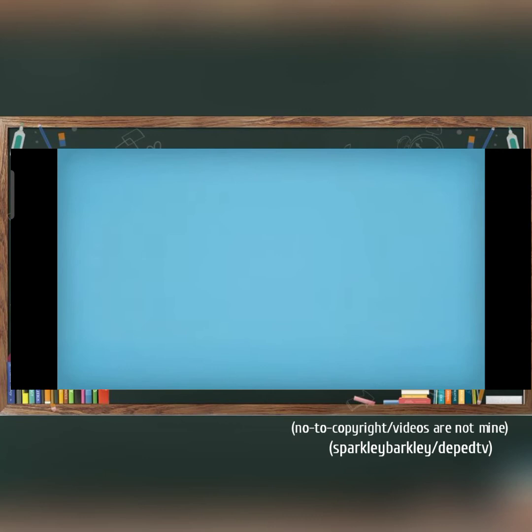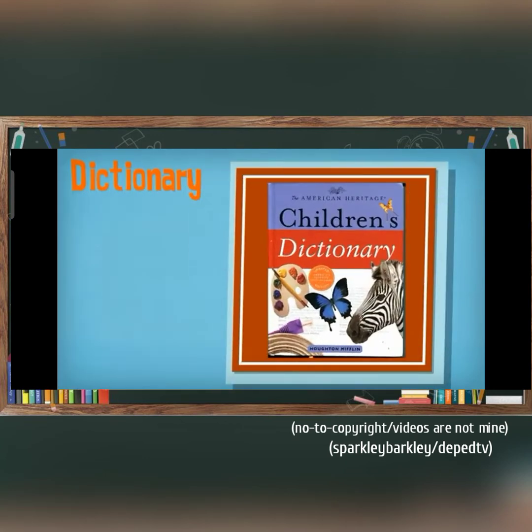The first one we're going to talk about is the dictionary. The main point of the dictionary is to find a definition or the meaning of a word. It also tells you the parts of speech and the pronunciation, or how to pronounce the words. They have guide words and they're in alphabetical order.